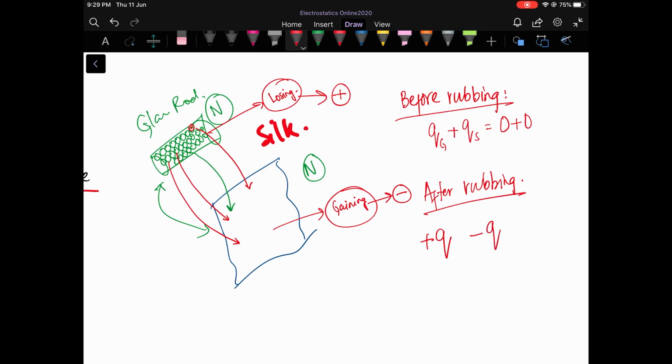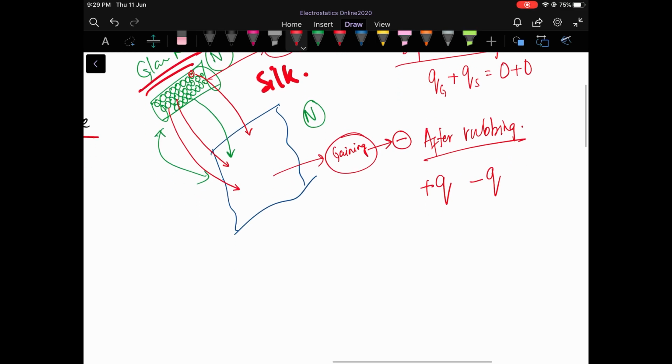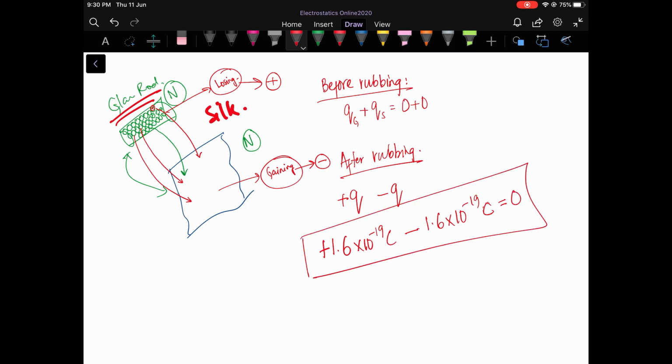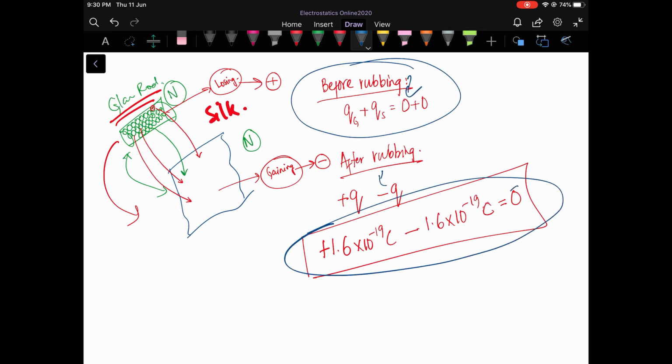Now why I have written Q and minus Q is because if the glass rod loses one electron, it starts having a charge of 1.6 × 10 to the power minus 19 coulombs. And if the glass rod is losing that electron, it will be gained by the silk cloth, because of which the charge on the silk cloth will become minus 1.6 × 10 to the power minus 19 coulombs. And if you calculate the total again, you will see it has become 0. So you can say before rubbing the total charge is 0 and even after rubbing the total charge is 0.